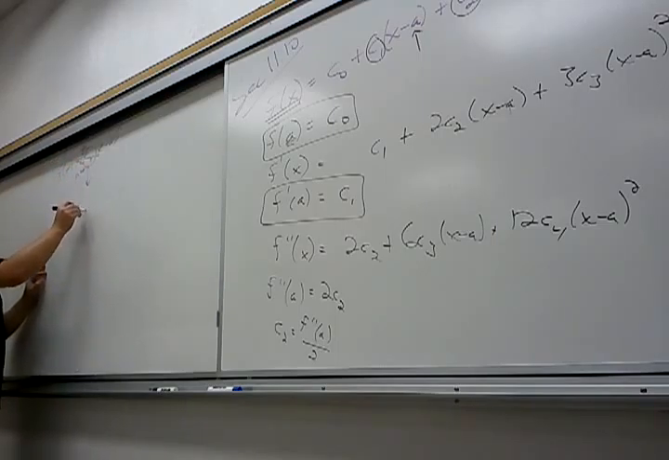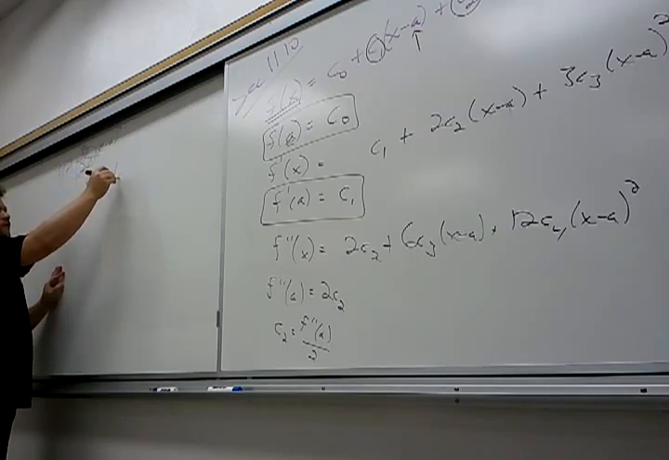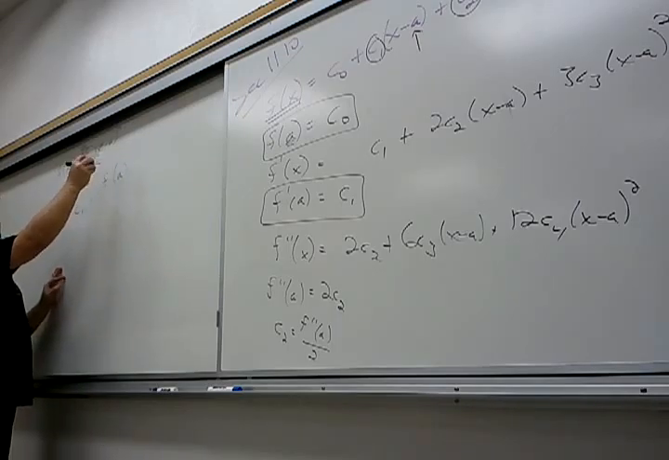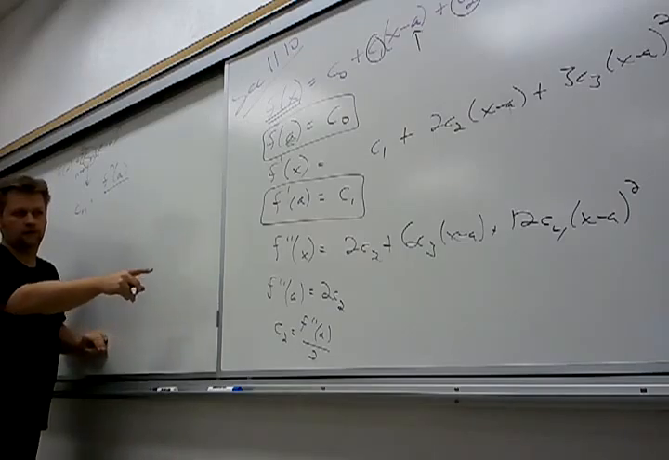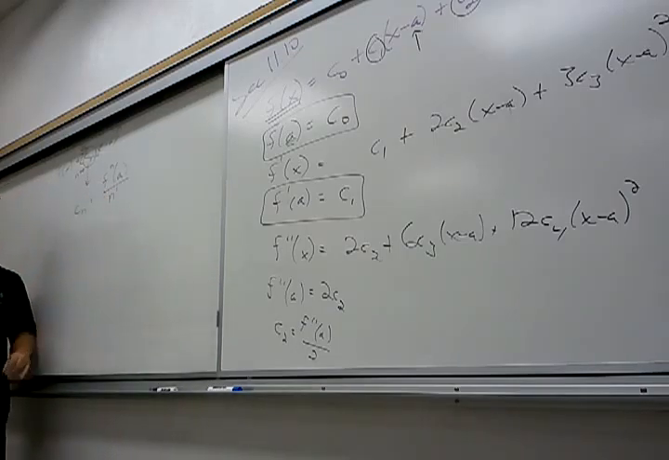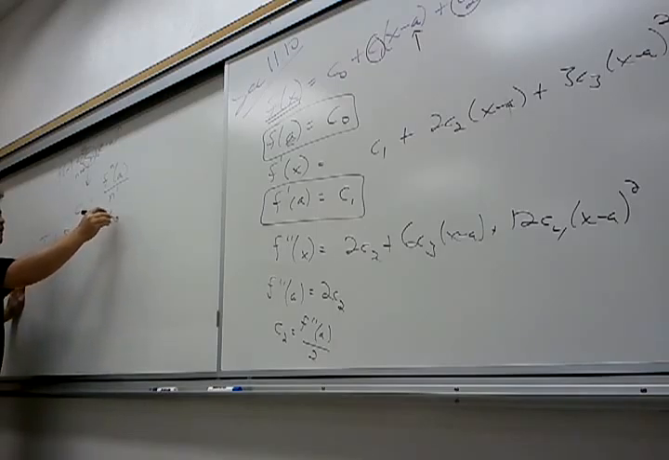Cn has got to be f^(n) of a over n factorial, right? That's what Cn has to be. So what is the Taylor series? This is called a Taylor series for some given function f of x.